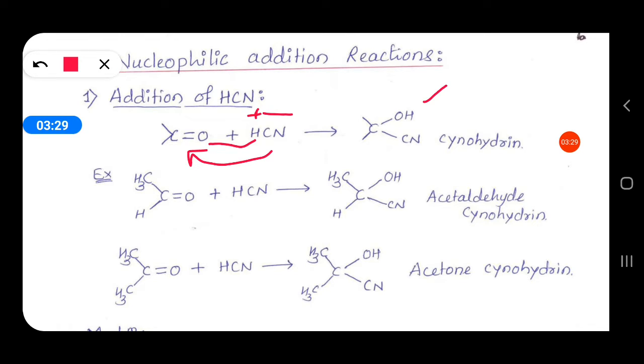so that a new C-CN bond is formed, and OH. So these are called cyanohydrins. A cyanide group is also present along with the OH group. When aldehydes or ketones are treated with hydrogen cyanide, cyanohydrins are obtained. For example, acetaldehyde, when treated with hydrogen cyanide, gives acetaldehyde cyanohydrin. Or if a ketone, for example acetone, is treated with hydrogen cyanide, acetone cyanohydrin is obtained.